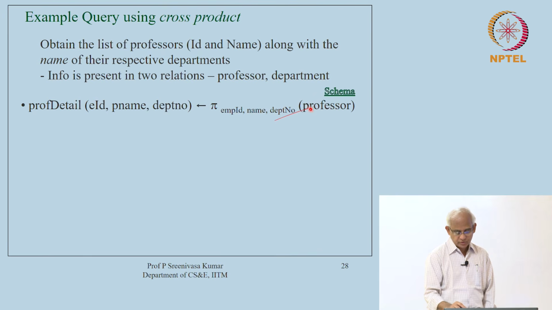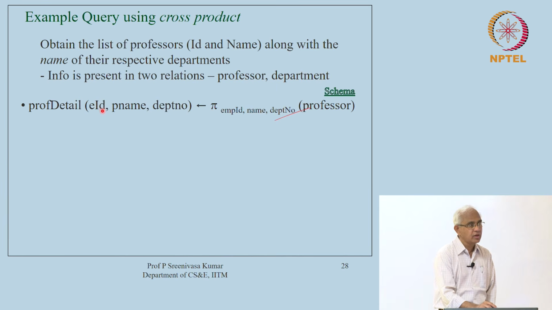So, we are taking the professor relation and projecting employee ID, name and department number, because these are the only things relevant for this particular query. We want the ID, name and department number from the professor. On the left hand side I give a new relation name and then give exactly the same number of attributes as I am projecting. This is an important construct.